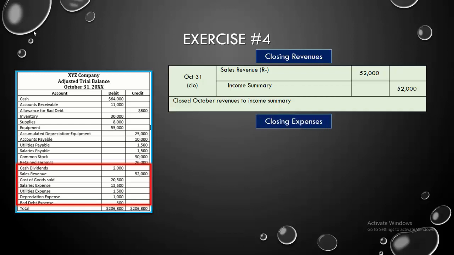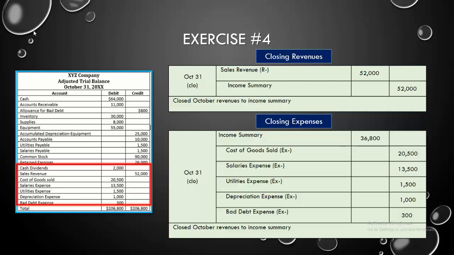The second entry is going to close our expenses. They're also temporary. All of our expenses had a debit balance, as they should, on our adjusted trial balance. Well, how do we get them to zero? We have to credit for the same amount. And since we need something on the other side, your debits have to equal your credits. What are we going to use? We're going to use that transitional account again, income summary.